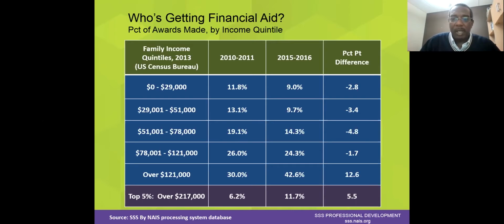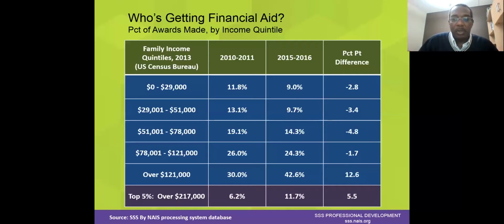aid and enrollment and admissions decisions based on how much need a family was showing, so that it made more sense from a financial sustainability point of view to spend $25,000 on 5 families in that over 121 bucket than it did to spend the $25,000 on one family in that $0 to $29,000 bucket. We saw a lot of that shift happen, and it still is happening today.